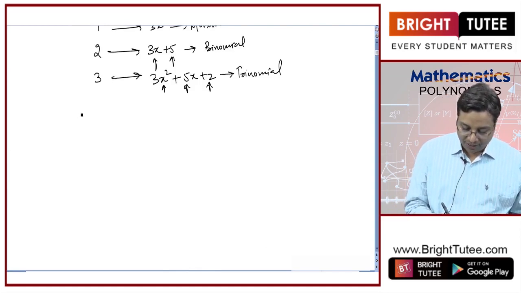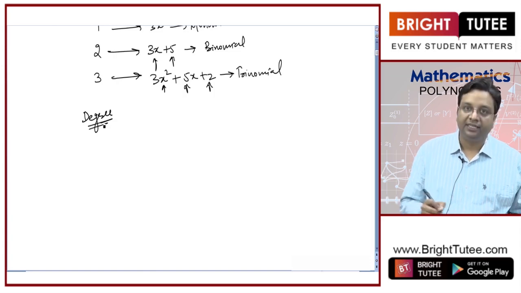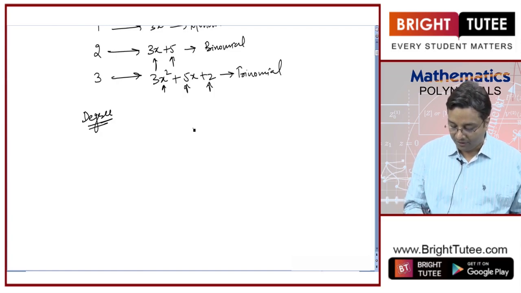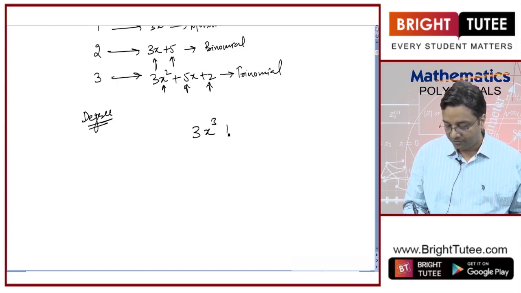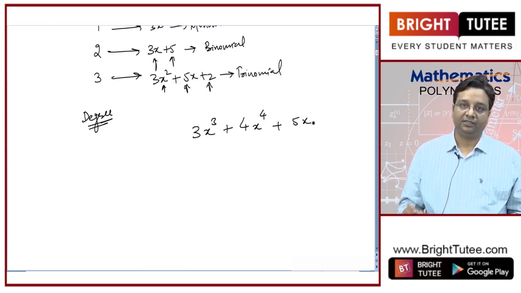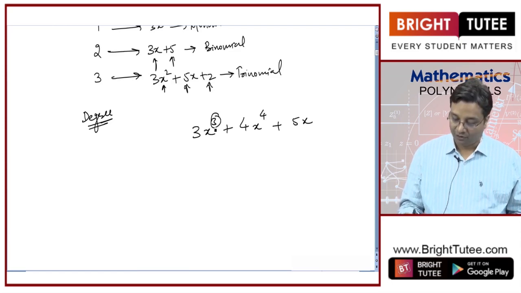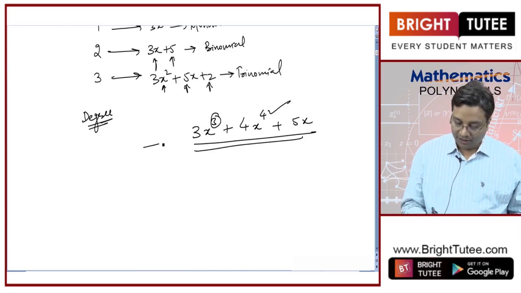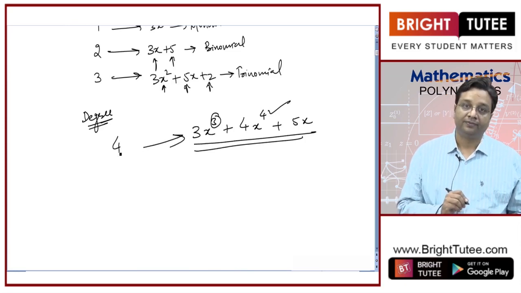On the basis of power of the variable, on the basis of degree, what is degree? The highest power of the variable in the expression. For example, if I write 3x cubed plus 4x raised to power 4 plus 5x, what is the degree of this polynomial? It is not 3, right? What is the highest power available here? It is 4, right? So the degree here is 4, okay?